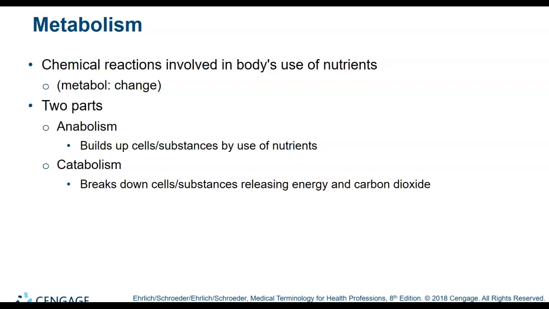We can have an anabolic reaction, and then there's a catabolic reaction. The anabolic is going to build up cells and substances by using those nutrients that have been broken down. They need those in the development of cells and substances in the body. The catabolism is actually breaking down cells and substances. So one is building up, one is breaking down.